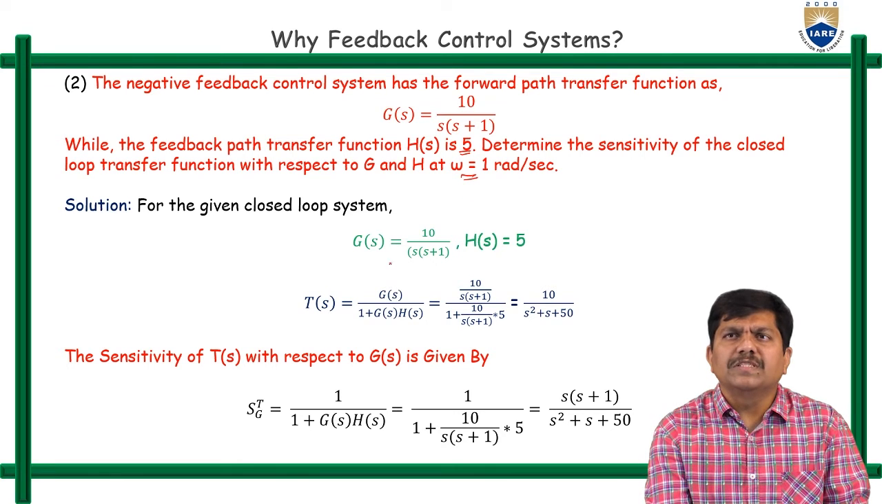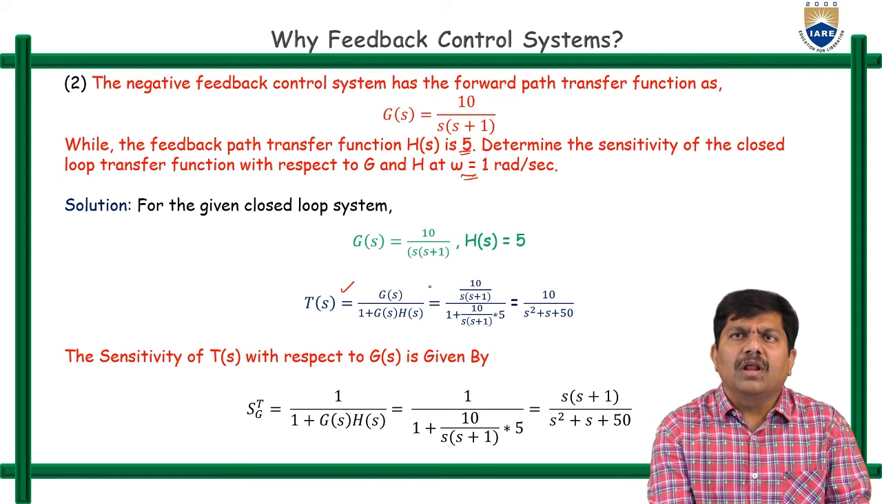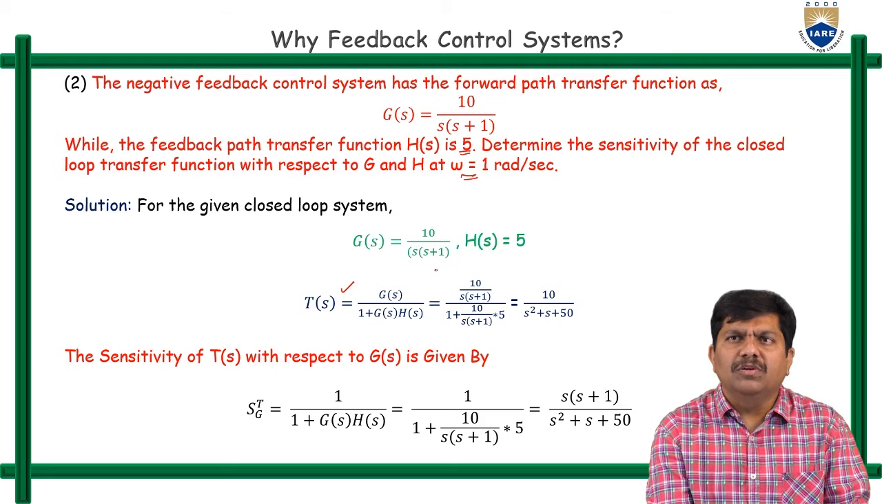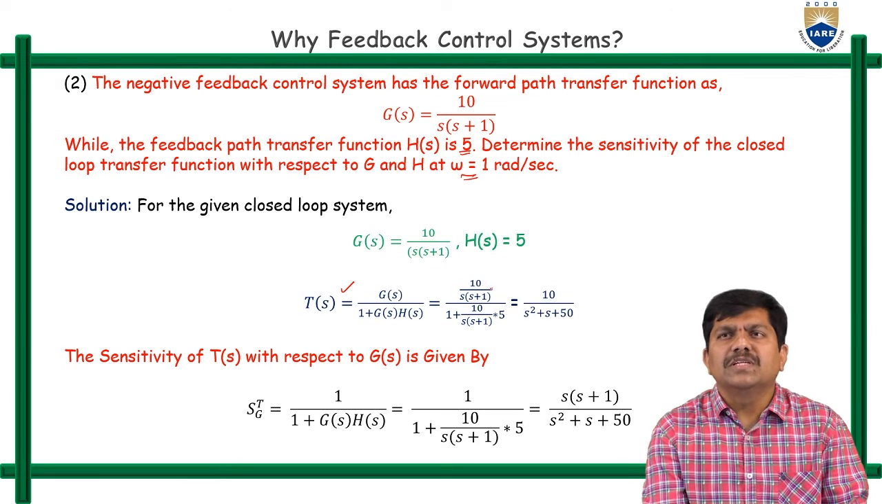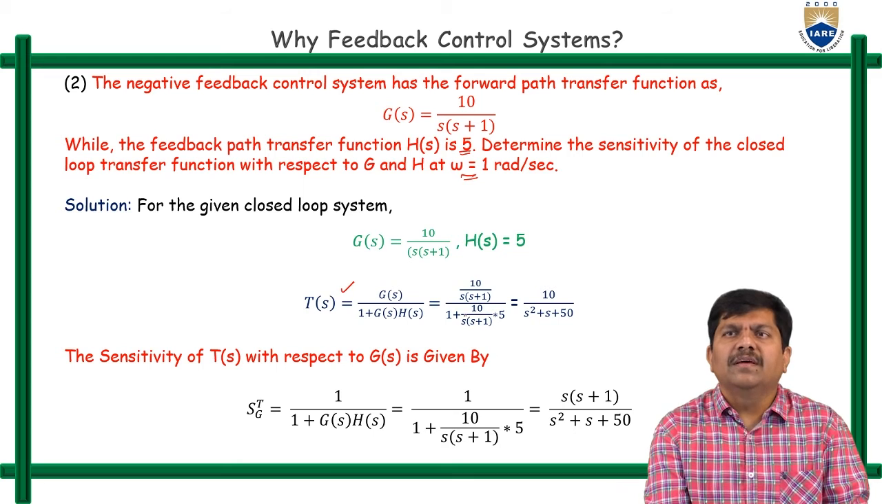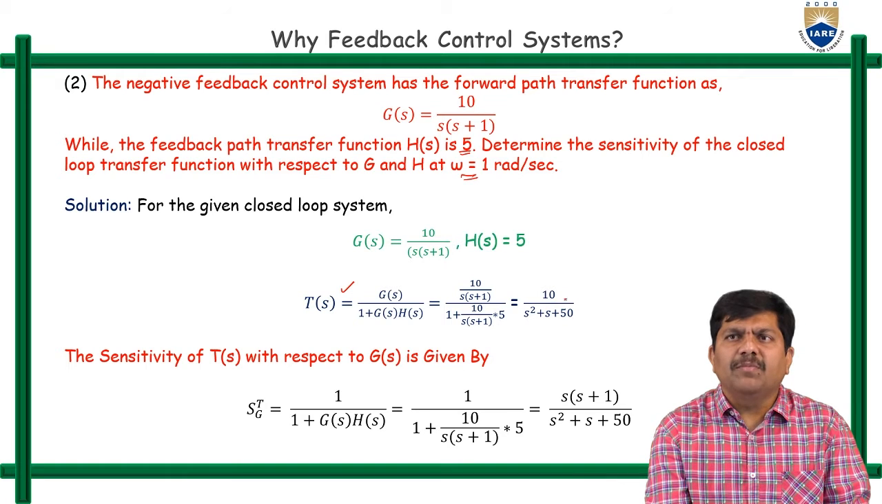For the given closed loop system, G(s) is equal to 10 by s into (s plus 1), H(s) is equal to 5. Let us calculate the overall transfer function T(s) is equal to G(s) by 1 plus G(s) into H(s). So G(s) is 10 by s into (s plus 1) divided by 1 plus 10 by s into (s plus 1) into 5. So finally the value is 10 by s square plus s plus 50.